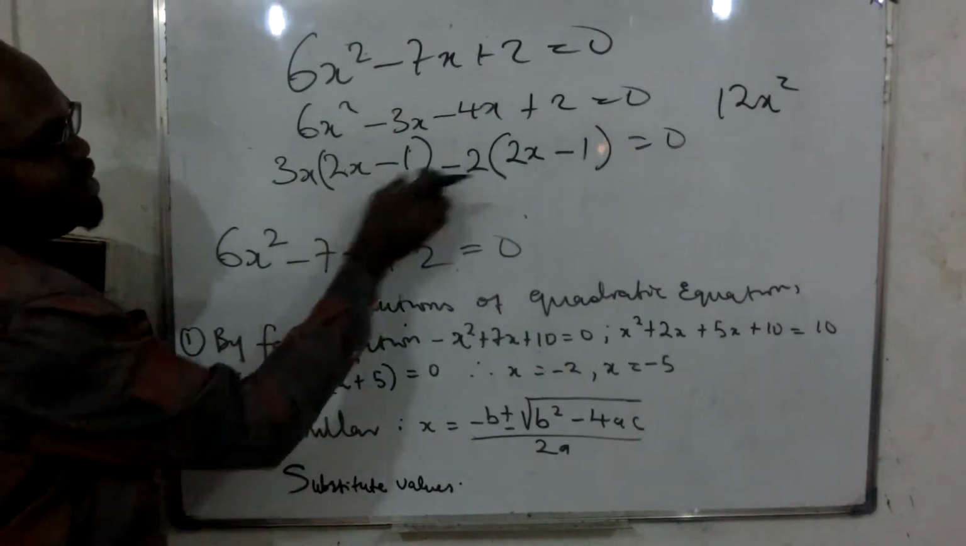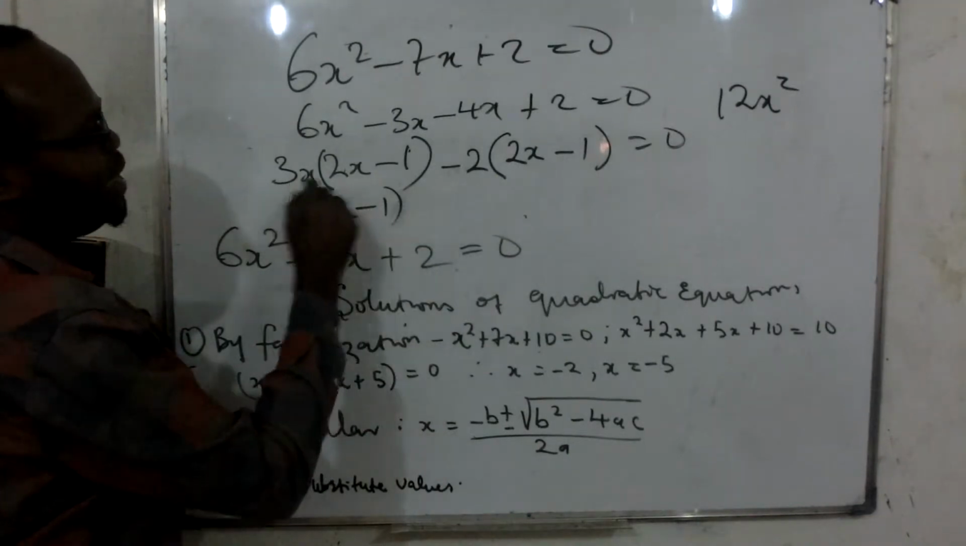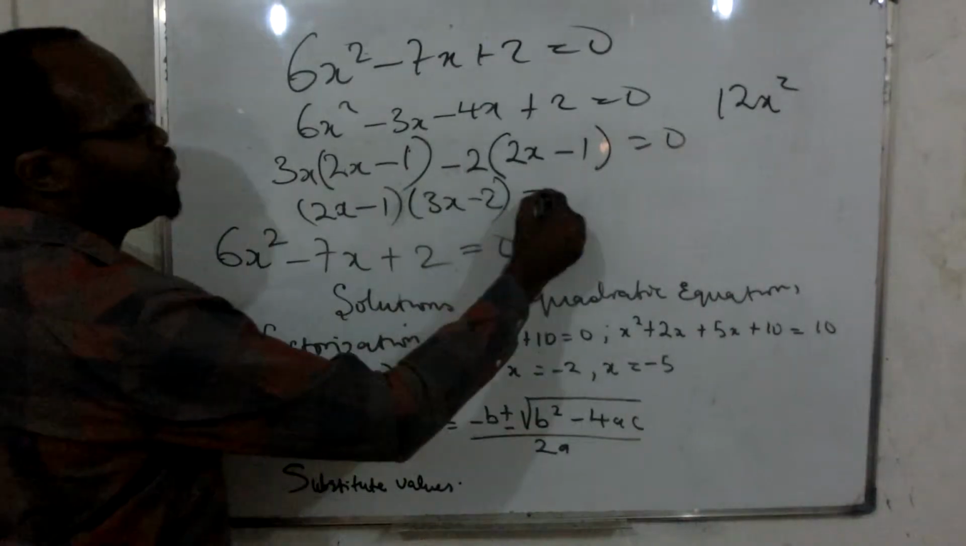Now, I pick out this and this are the same thing. So I just write it once. 2x minus 1. Then I pick out this one, 3x minus 2. Isn't it? Equal to 0.